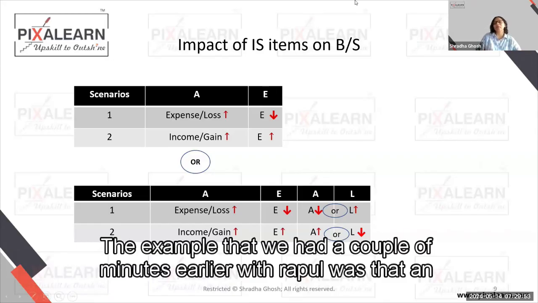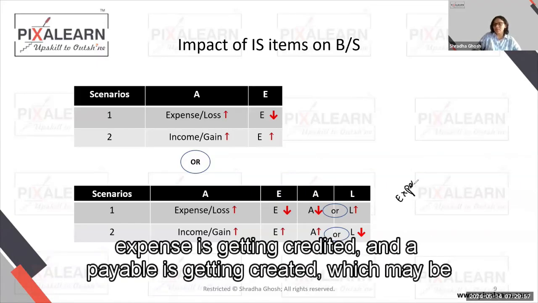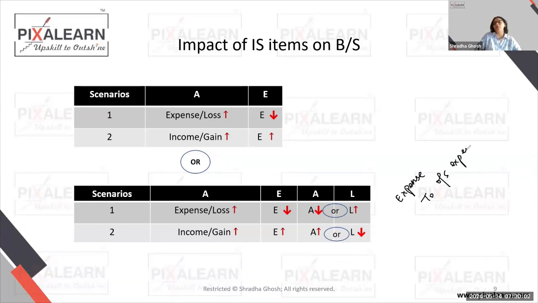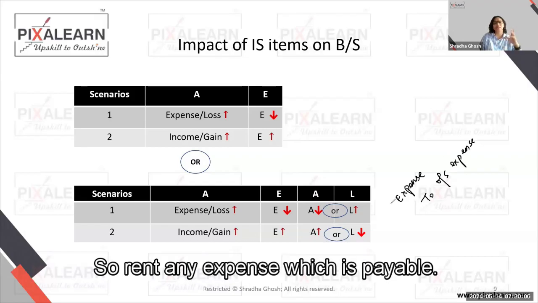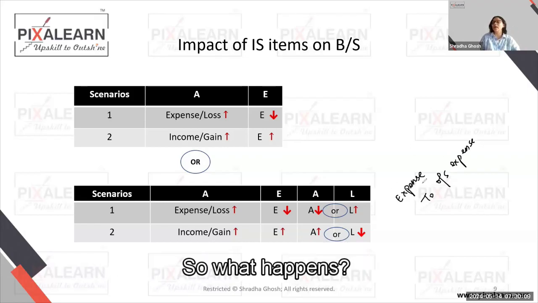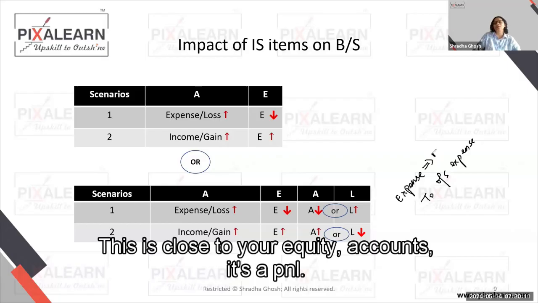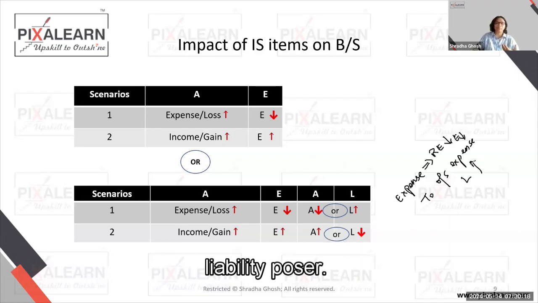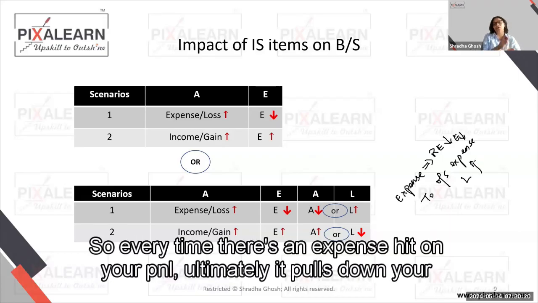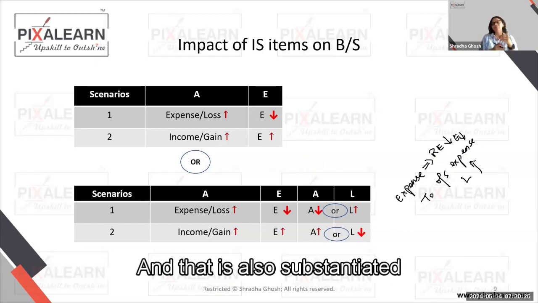See, the example that we had a couple of minutes earlier with Rahul was that an expense is getting debited and a payable is getting created, which may be salaries, or any outstanding that you have. So, rent, any expense which is payable. What happens? This is close to your equity account. So it's a P&L debit. So your retained earnings come down, your equity comes down, and a liability goes up. So every time there's an expense hit on your P&L, ultimately it pulls down your equity.